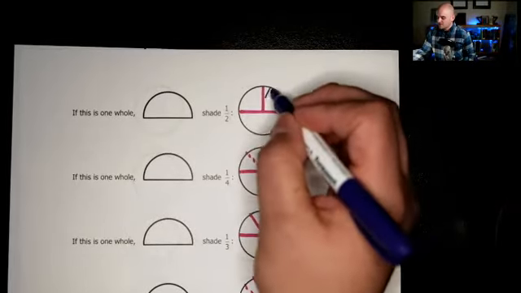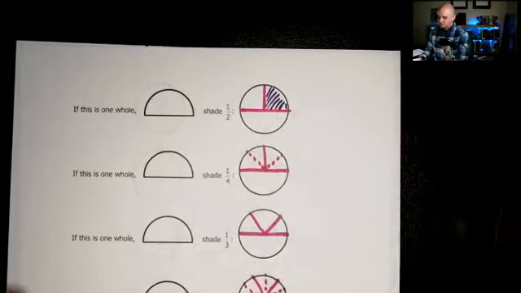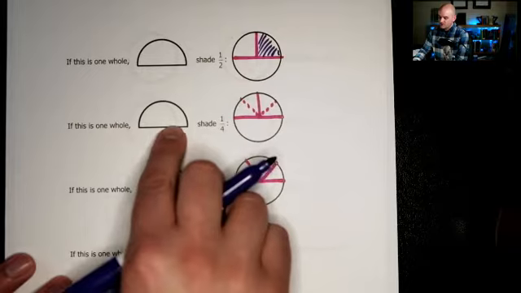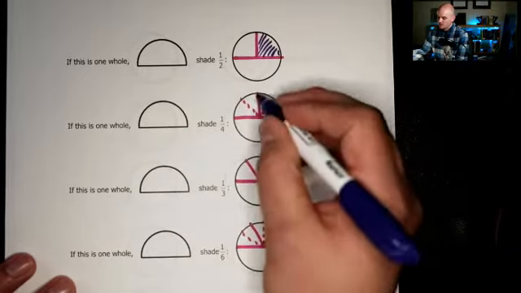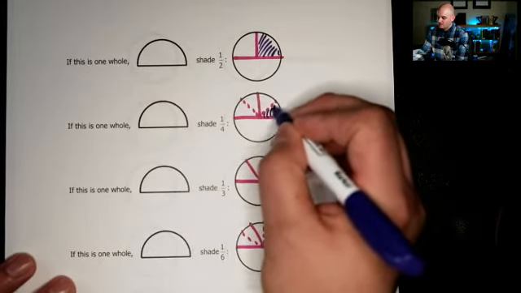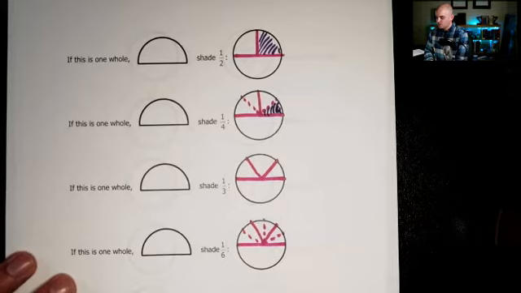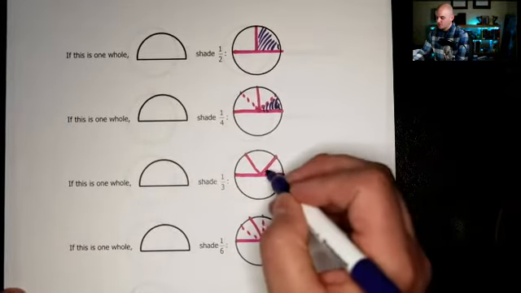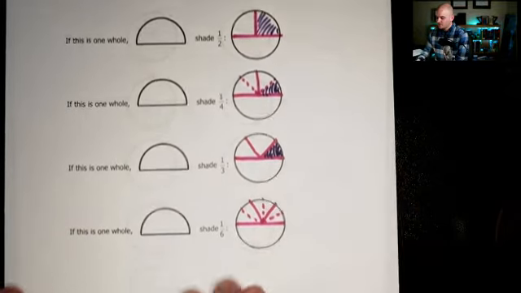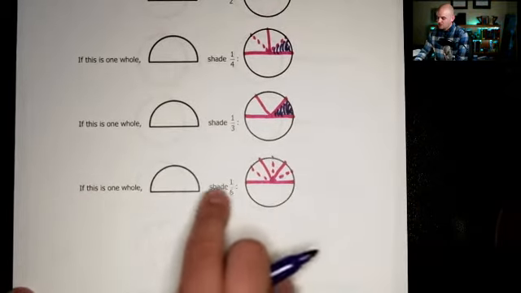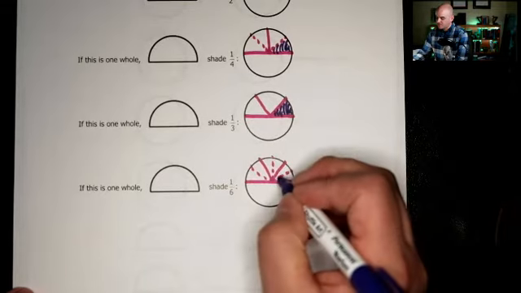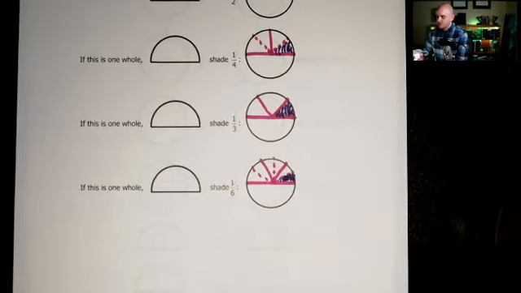So half of this is going to shade like so. If this is a whole again, once again, shading 1/4, we're going to be cutting that half in half again. There's 1/4. If this is 1 whole, 1/3 gets shaded right here. And then if this is a whole, 1/6 is half of 1/3, and it gets shaded like that.